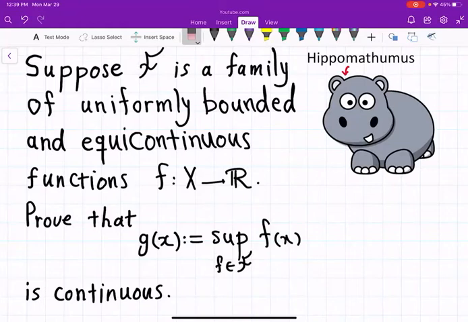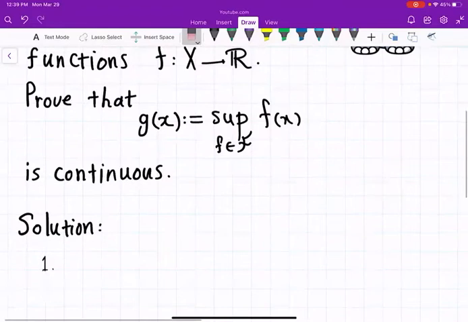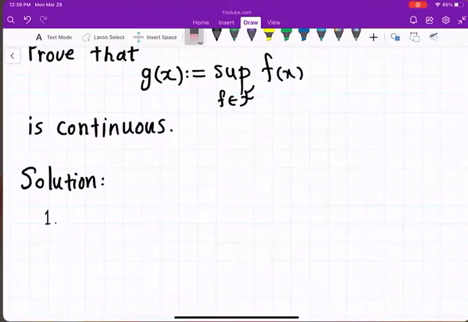So today we have a family of functions from a metric space into the real line, and they are uniformly bounded and equicontinuous. The question is to prove that G, defined by this supremum, is a continuous function. So let's see where we begin. If you have forgotten the definitions of equicontinuous and uniform boundedness, they will be apparent from the solution that I present. So number one thing that I want to show is that this G is indeed a function.